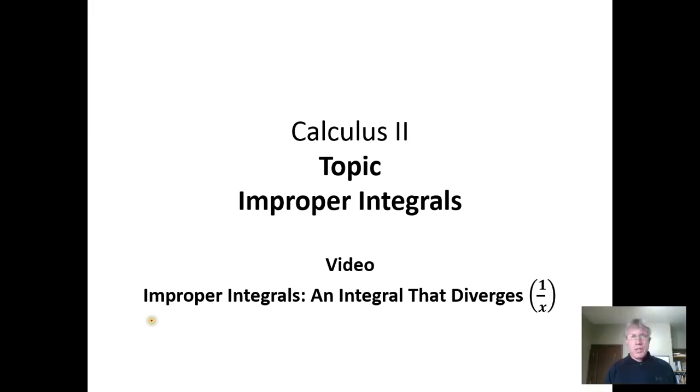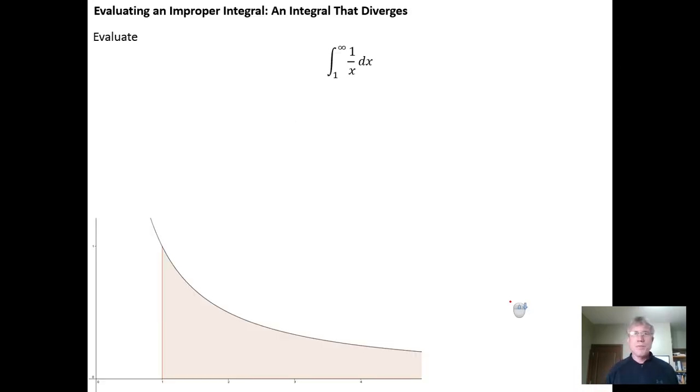So in this video we're going to do an example of an improper integral where the integral diverges, and we're going to be looking at the function 1 over x. So the integral that we are interested in attempting to evaluate is the integral from 1 to infinity of 1 over x dx.